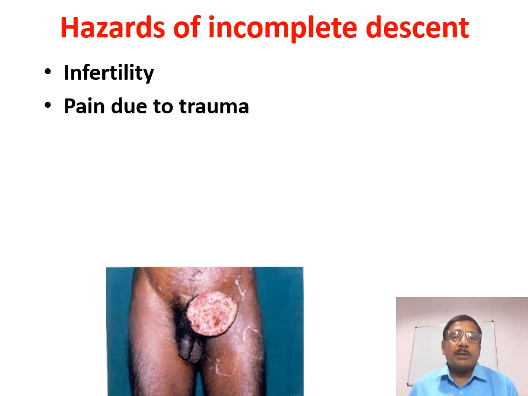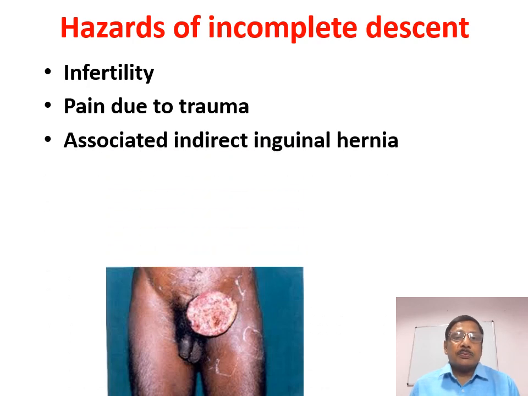Then, in an abnormal position, the testis grows and is more liable to trauma. Suppose the testis is lying in the inguinal region and it develops over there. What will happen when the child wears some clothes, undergarments, or plays, or does some job? Any abdominal injury is liable to injure the testes and the patient will develop pain.